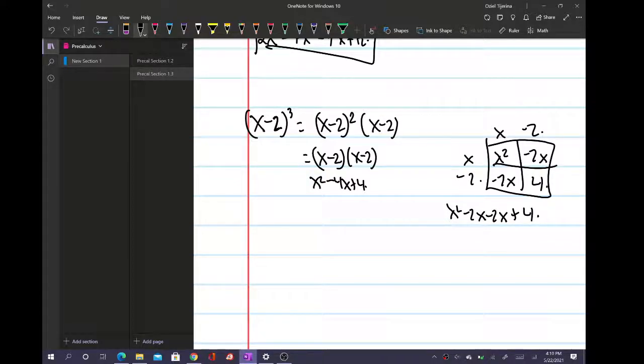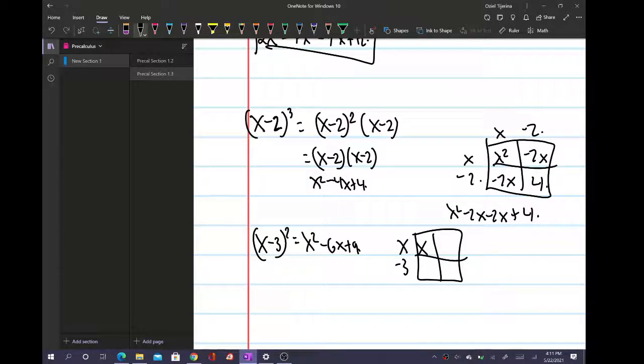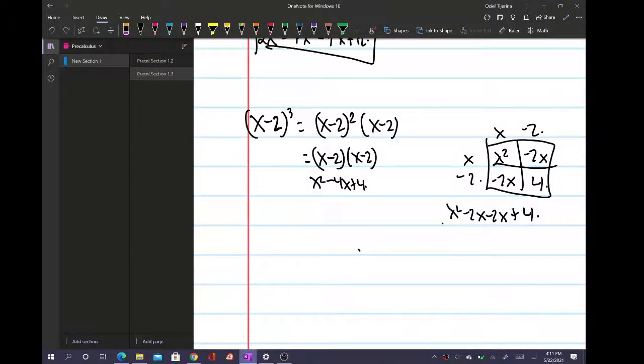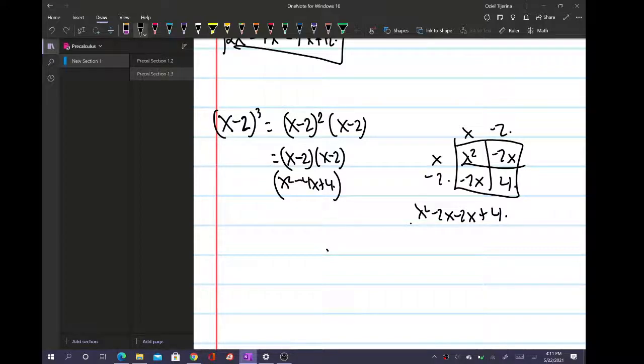Me being the way that I am, obviously I knew that already, just like I know that x minus 3 squared is equal to x squared minus 6x plus 9, and we know that because, of course, it'd be x squared, negative 3x, and positive 9, so then we have x squared minus 3x plus 9, x squared minus 6x plus 9. So, yes, I do remember that. But if you don't remember how to do it, you can always use the box method, and it's okay.